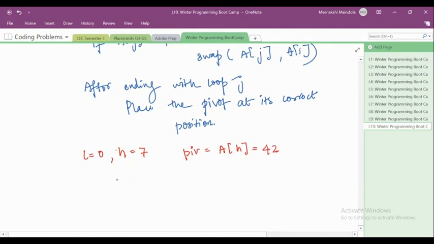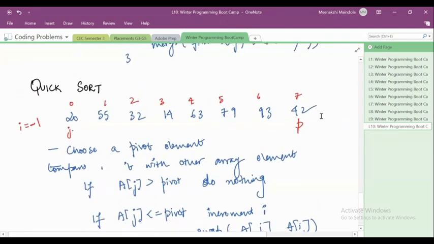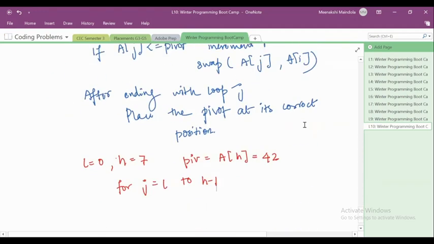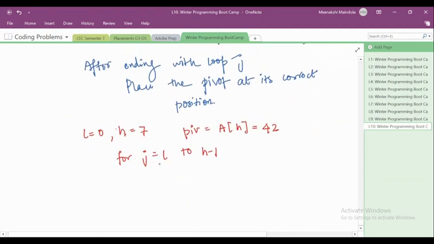Now you run a loop, let us say for j is equal to, starting from the low index, which is 0, and going on up till h minus 1, because h is the last index, and at the last index we have the pivot. We want to compare this pivot element with each element. So j should start from 0 and go on up till 6, because the 7th element is the pivot itself. So high minus 1. Now every time what do you do?